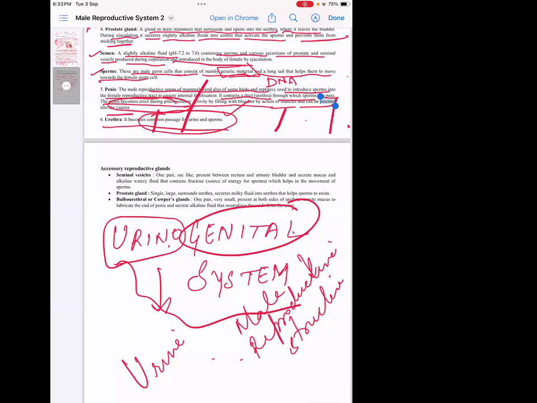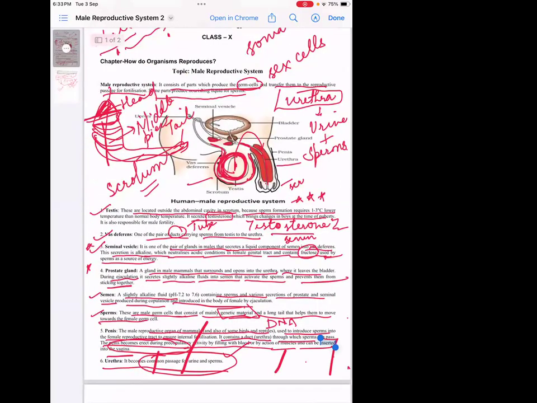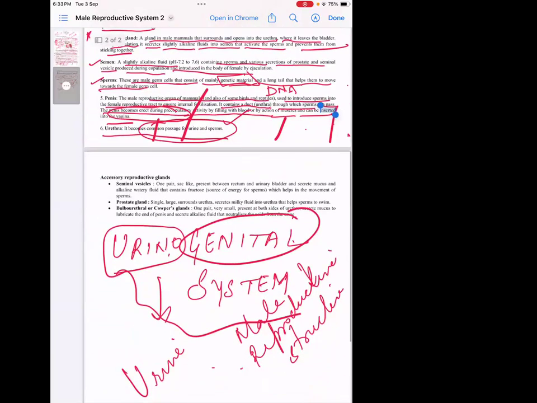Am I clear, children, with this male reproductive system? Yes, ma'am. This is very, very important. Every year you open any sample paper or previous year paper, either the male will be there or the female will be there. And all the parts are important. You cannot leave any part.